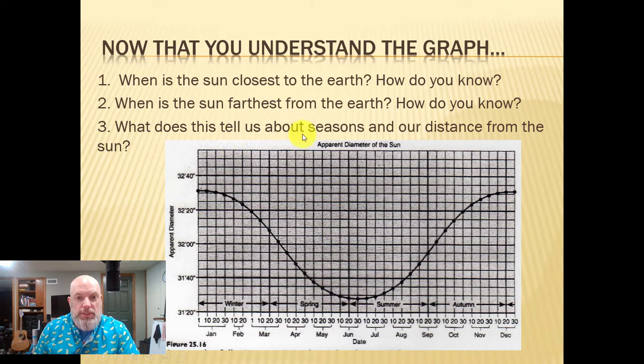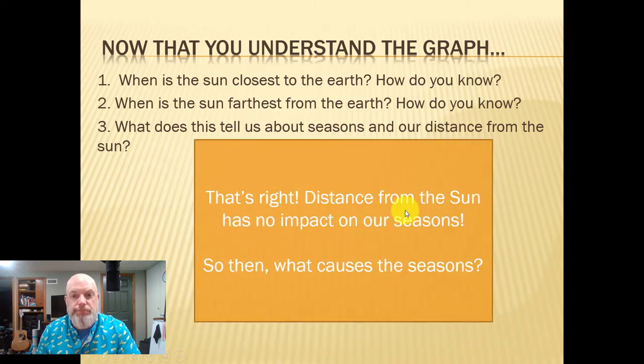So what does this tell us about seasons and our distance from the Earth? That they are not related to each other, right? Distance from the sun has no impact on our seasons. So maybe you already knew that. We bring that up because that's the most common misconception about the seasons.